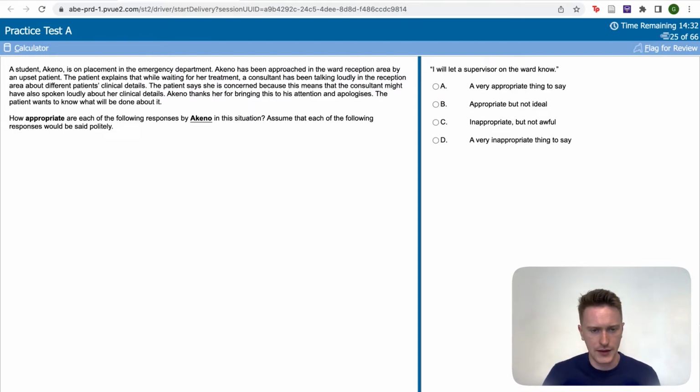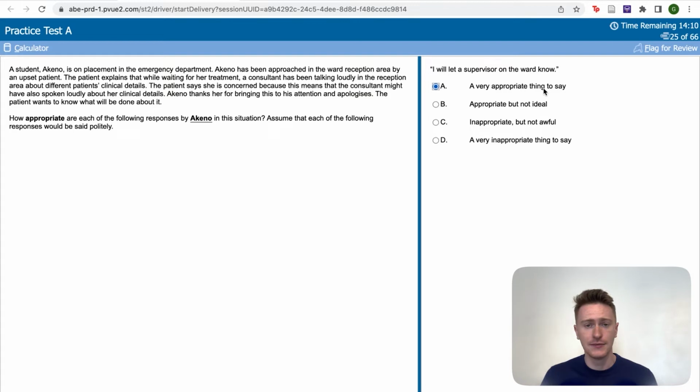Okay, Aquino or Akeno is on a placement in the emergency department. He's been approached by the ward reception, upset. Okay, they're talking loudly about the clinical details. They're concerned because it may mean that they've talked about them. Thanks for bringing attention, apologizes. The patient wants to know what will be done. Okay, I will let the supervisor on the ward know. Clearly, that's what you're going to do.